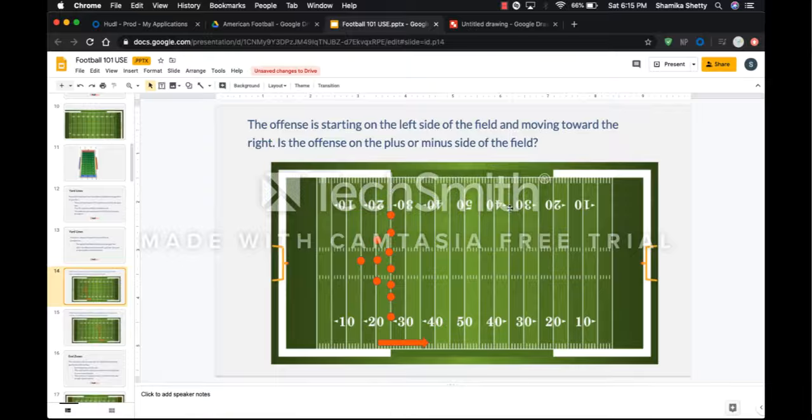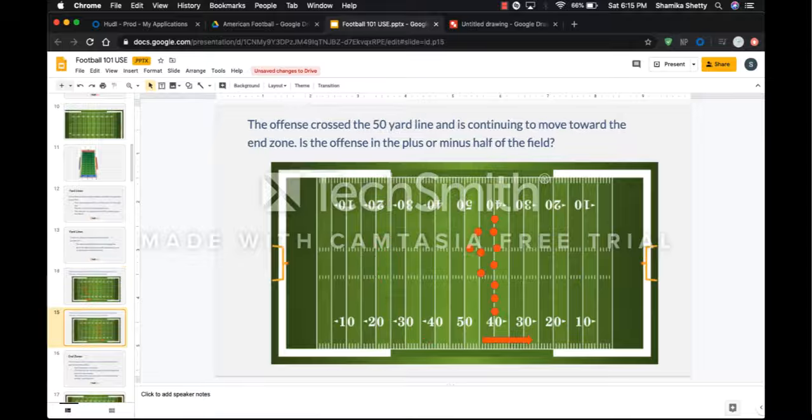So let's take a count. This is 0, this is 10, this is 15, 20, this is 30. So the team is on yard line 25. But like we discussed, this is on the minus side of the field. So the yard line for this team is minus 25.